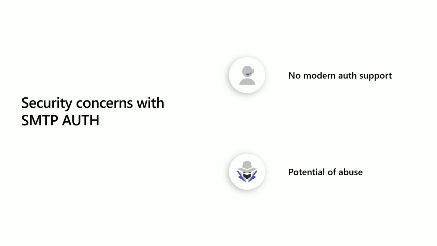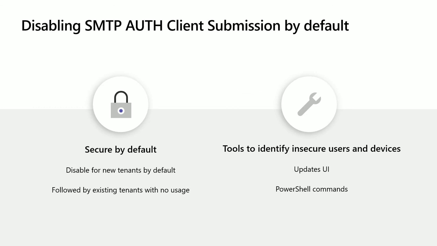So what we are doing in this space: currently in Exchange Online, this SMTP auth client submission protocol is enabled for all your mailboxes by default. Even if you need it or you don't need it, this protocol is enabled. So as a proactive step going forward, for any new tenant we will be making this protocol disabled by default.